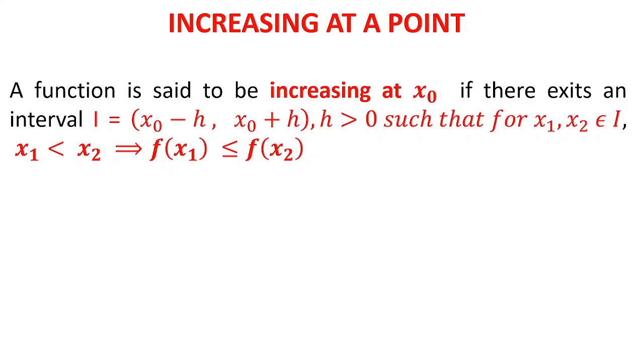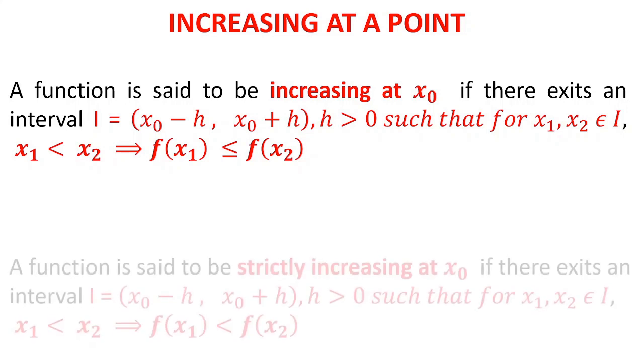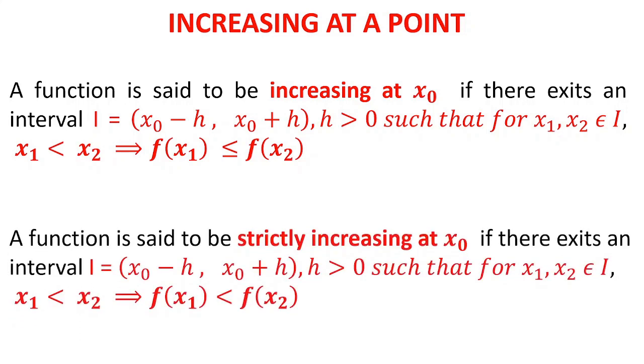Take 2 points x1 less than x2. If you are able to prove f of x1 less than or equal to f of x2, it is increasing. Suppose if you take x1 less than x2, you are getting an answer as f of x1 less than f of x2, then it is strictly increasing. But this is for increasing. f of x1 less than or equal to means increasing. f of x1 less than means strictly increasing.